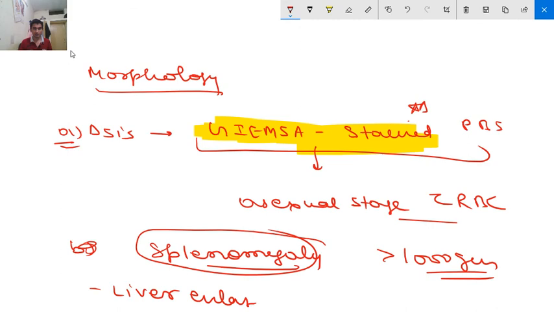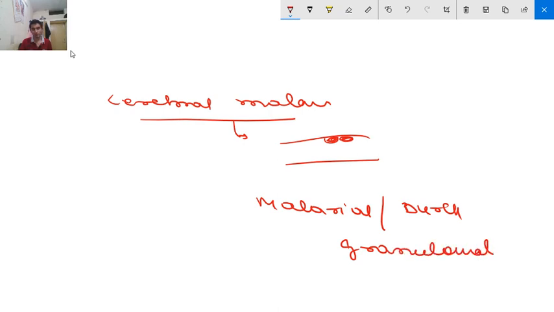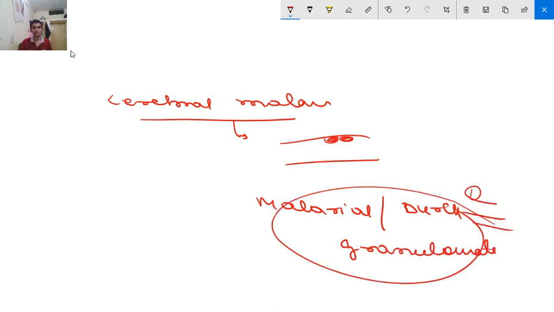The last important point that we are going to discuss is cerebral malaria. Suppose this is brain vessels, so brain vessels are generally plugged with parasitized RBC. That will cause ischemia. Around vessels, ring hemorrhages and small focal inflammatory reactions are present, which are known as malarial or Dürck granulomata. Clear? So this is another important MCQ question which is related to cerebral malaria.